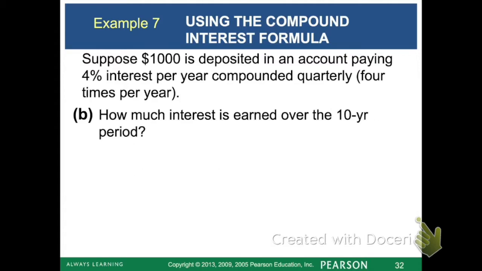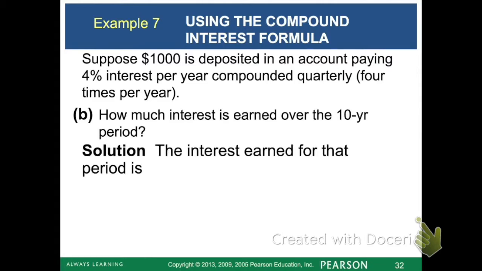Part B, how much interest is earned over the 10-year period? So same problem going on here. To find out how much interest we got, we're going to take the amount of money that was in the account after 10 years, so the 1,488.86, and subtract off the amount that we deposited. So we put $1,000 in this account, and after 10 years, it gained $488.86 in interest.